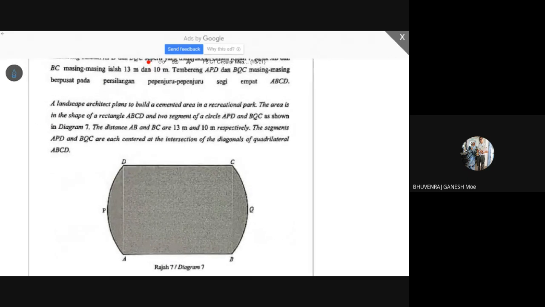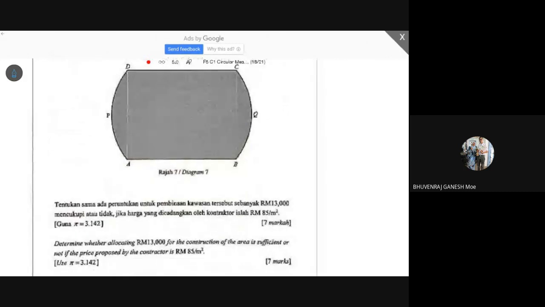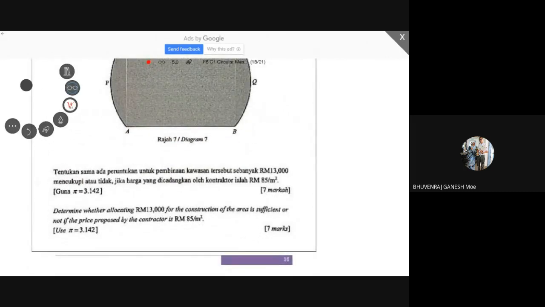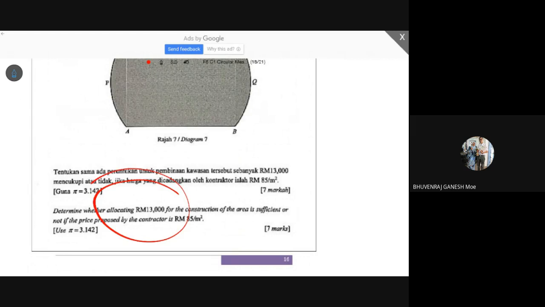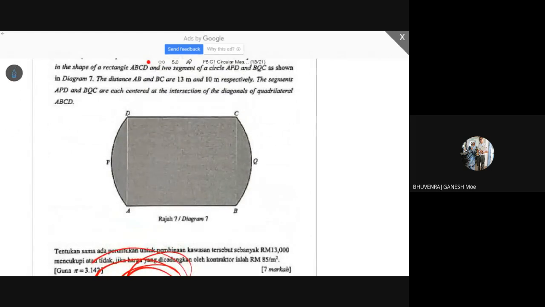Okay, ready, yeah? Come. Okay, Len, the architect wants to build this one basically. So they are asking you, is the cost enough or not? This is the question. So you need to justify, you need to show your working to show whether it is more than 13,000 or less than 13,000. Kamu kena tahu kos air kamu kurang dari 13K atau lebih dari 13K. So now, kamu kena cari luas seluruh yang ni. You need to find the area of this whole thing.